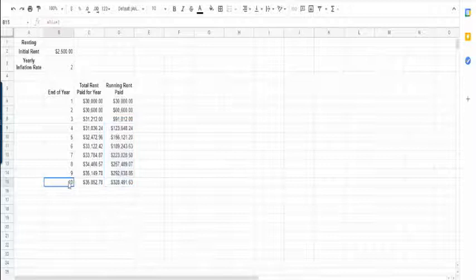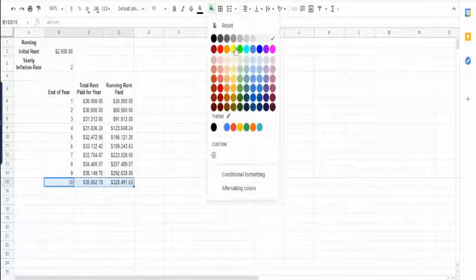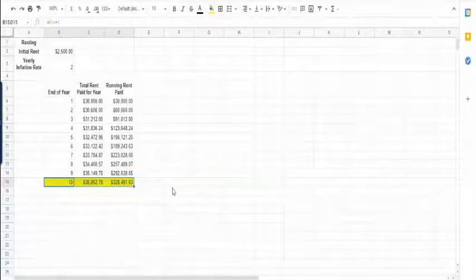At the end of 10 years, this is my rent for that 10th year, and this is how much I paid total in renting for all 10 years. So this is the 10-year mark that we're going to be considering.